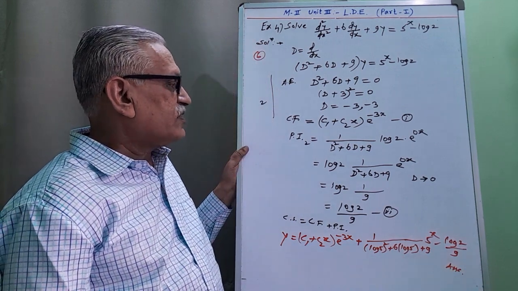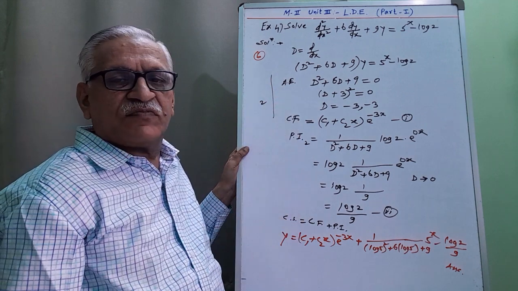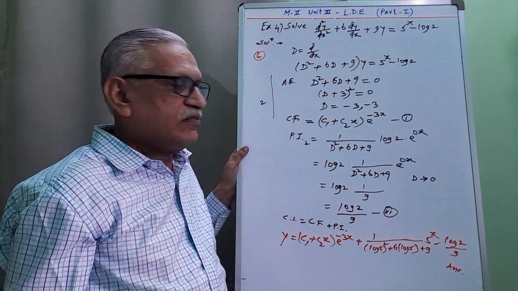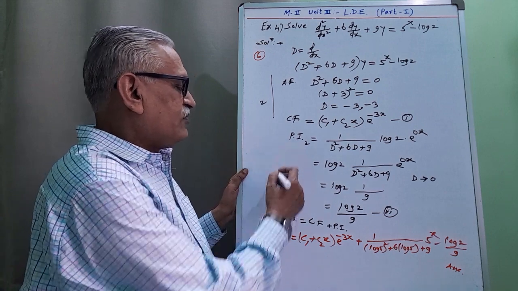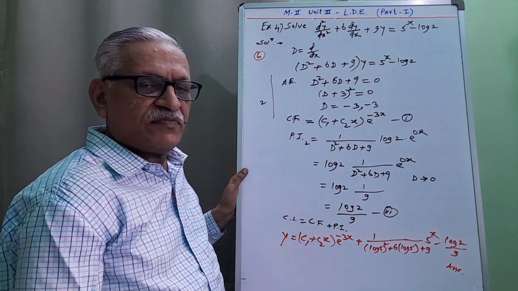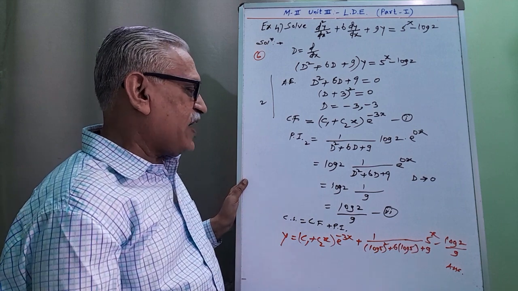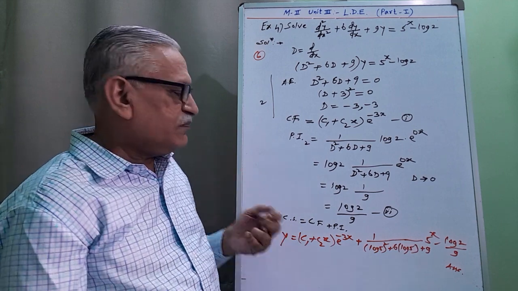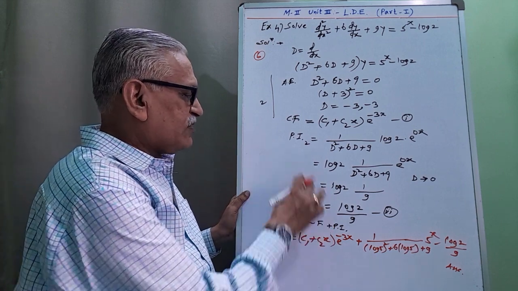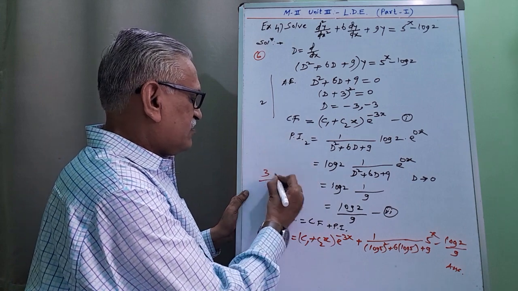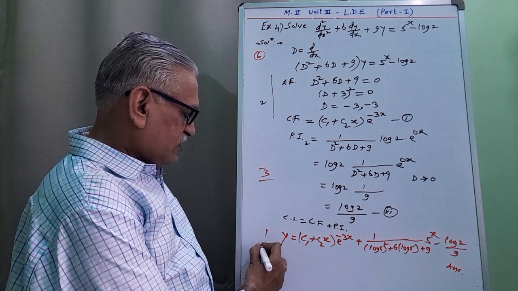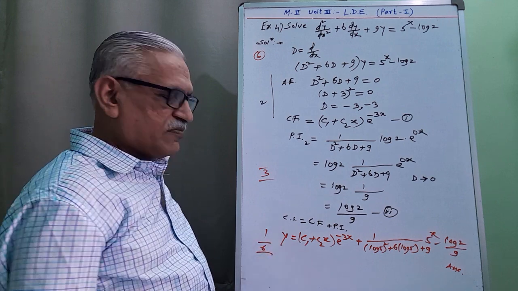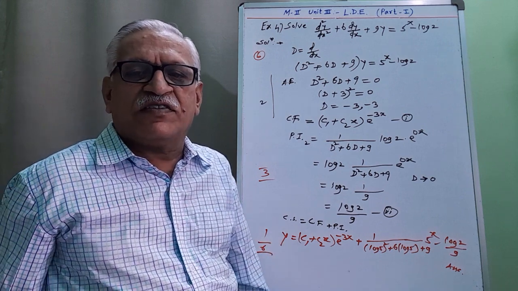Therefore, for this CF part, we get 2 marks. For PI1, 2 marks. For PI2, 1 mark. Total 3 marks. And 1 mark for the last step. Total 6 marks. This is the distribution of marks.